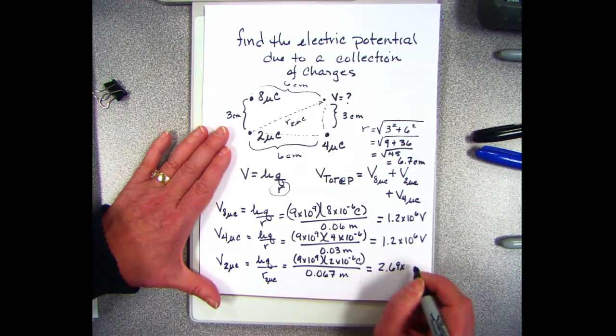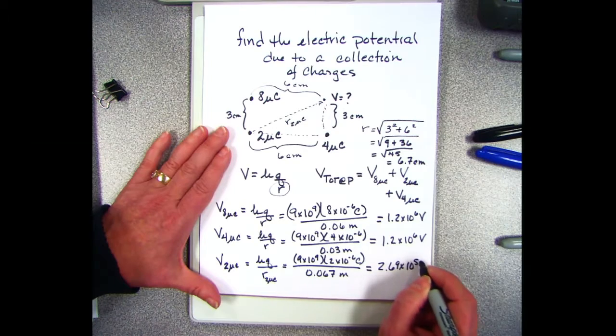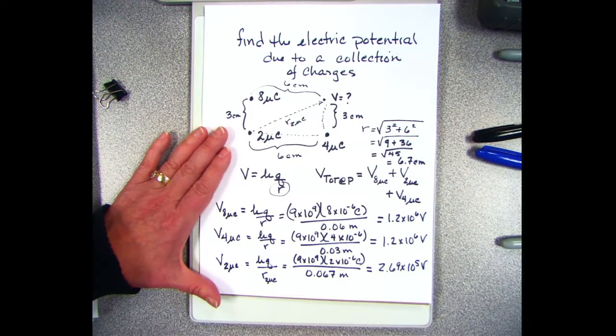So now, the voltage total is going to equal my 1.2 times 10 to the 6th.